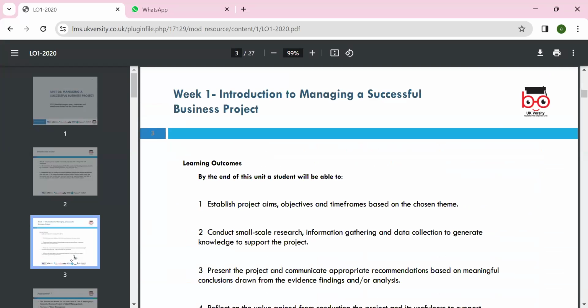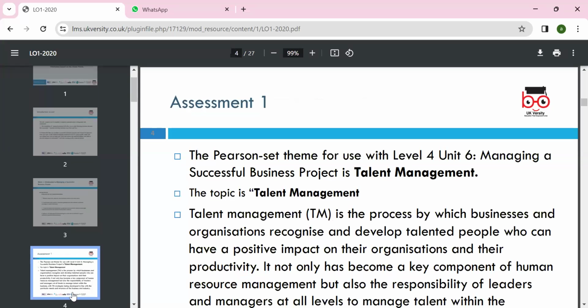Okay, week one, introduction to managing projects. We can look around these, which I just mentioned to you in the assignment and indicative content. Okay, assessment one, we can look around the theme used in the level 4 unit, managing successful projects, which is talent management. So what is talent management about? It can be any other topic, but for the sake of this, the topic is talent management.